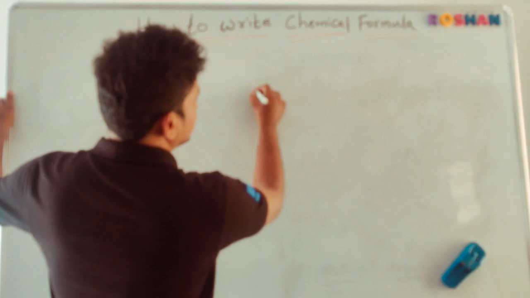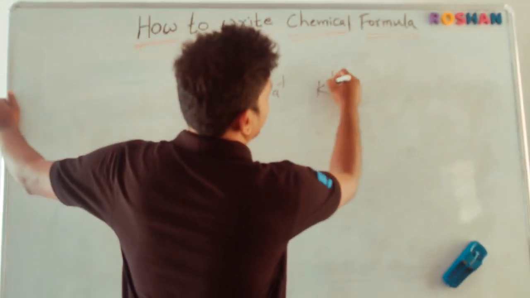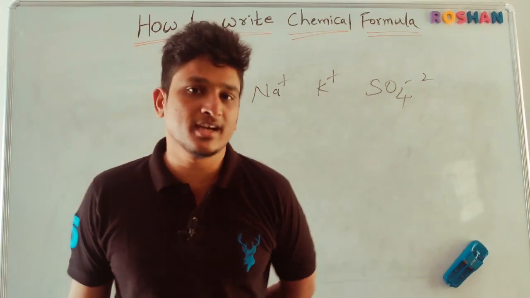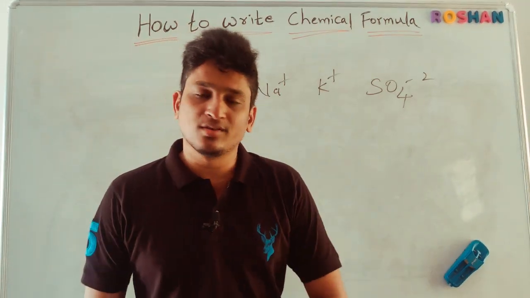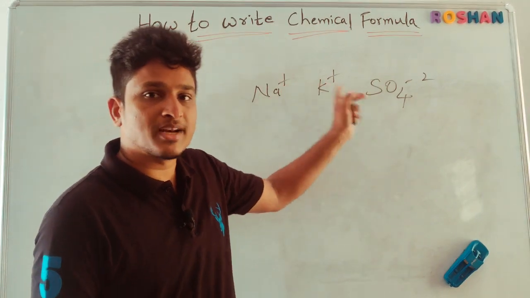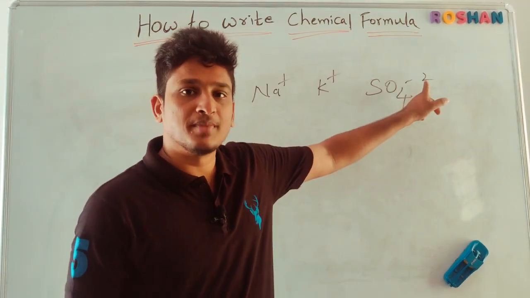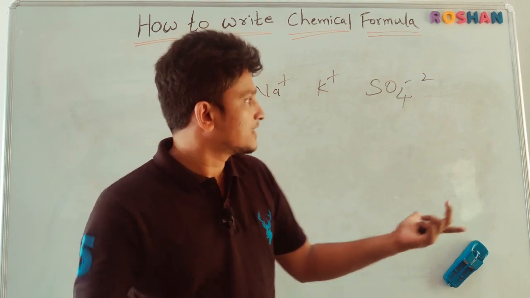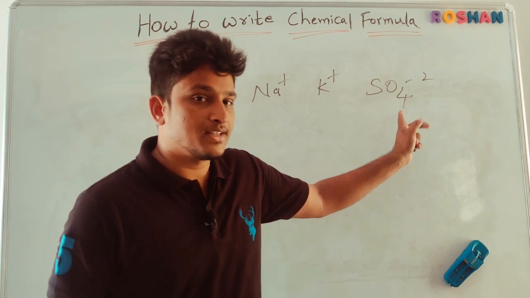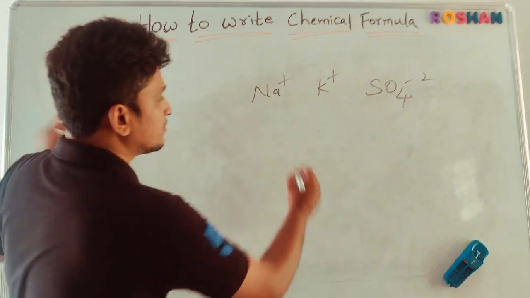So, next example: Na plus, K plus, SO4 minus 2. What's the formula? Na plus, K plus, do they combine? No, both are combining with sulfate. What is the charge? Plus 1. Here plus 1, plus 1, and here, what is the charge? Minus 2. Plus 2, minus 2. Yes or no? Sodium ion is combining with sulfate. Potassium ion is also combining with sulfate. Don't think these two are combining. So what is the formula?